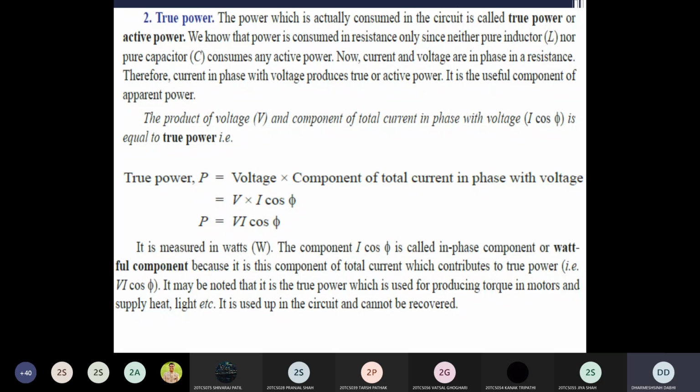Whereas if you provide power to an inductor and capacitor, you can provide it and then you can again recover it from the inductor and capacitor. But when you provide this power to the circuit, you cannot recover this power from the circuit itself. Clear?